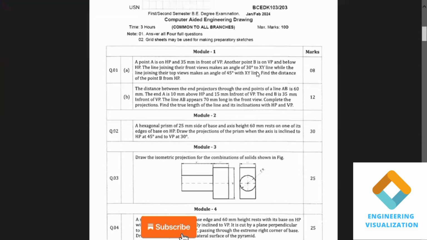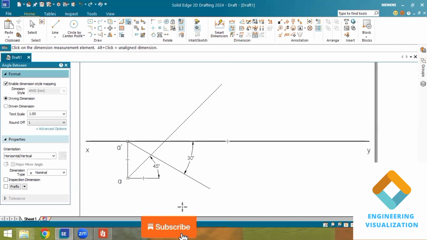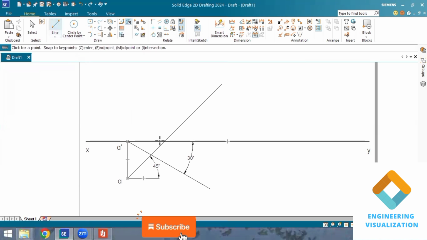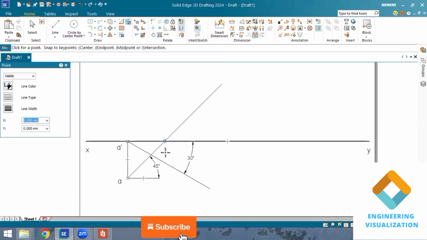Okay. Another point is on VP and below HP, and they have not mentioned any distances, right? So we can put the point here. Go to point and just change the thickness to 2 mm. Okay, and here I can put yes here.